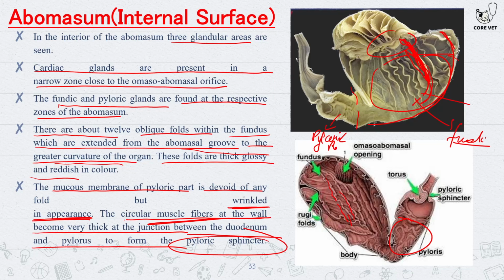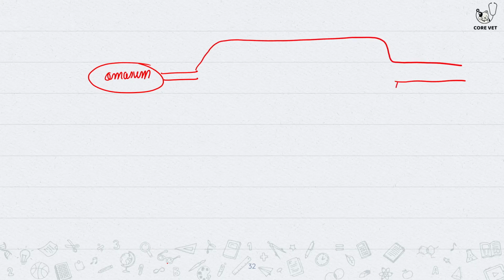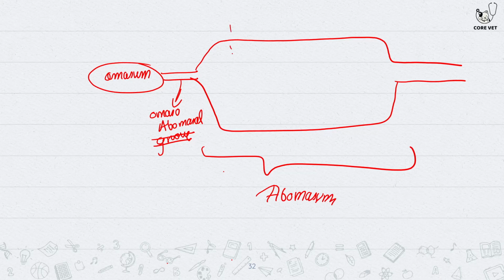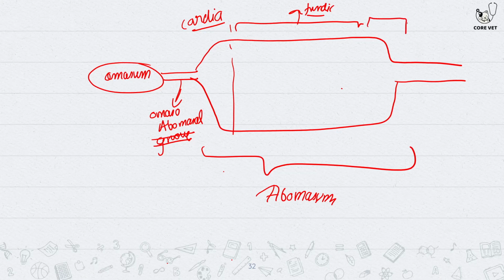See, what I was saying is this was the omasum, right? After the omasum, what were there? Now this is the abomasum. This is the cardia region. The major region is the fundic. This is the pyloric region, right? So what I had mentioned is that the pyloric region doesn't have the folds, but in this pyloric region, over here.